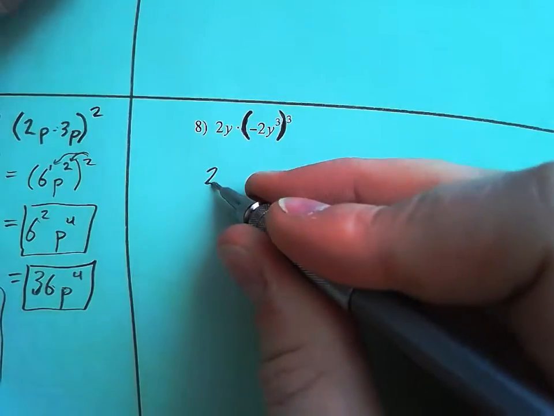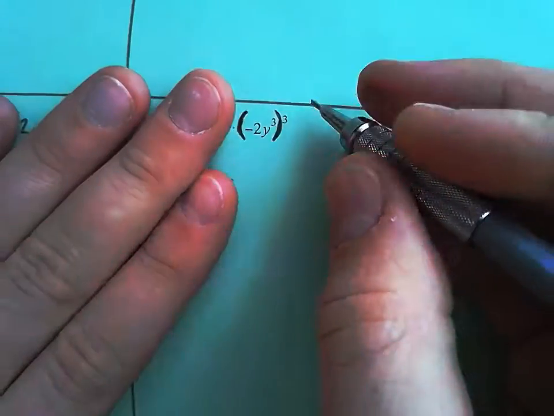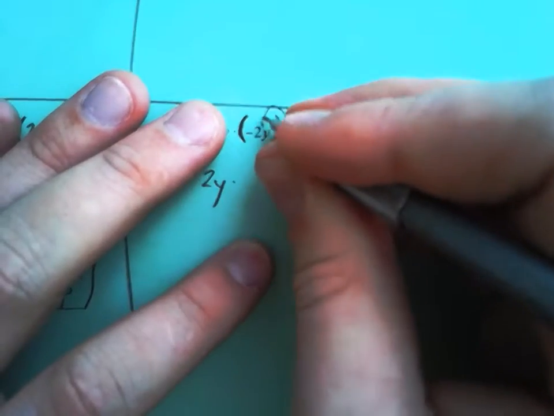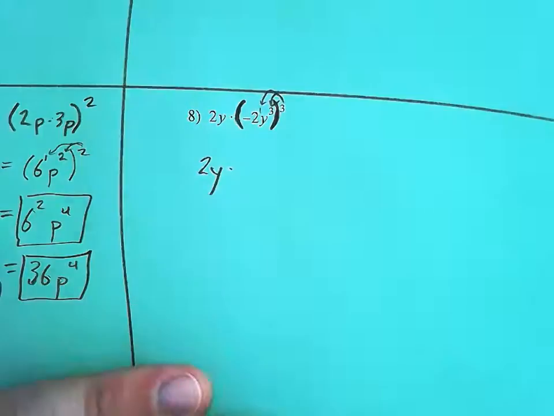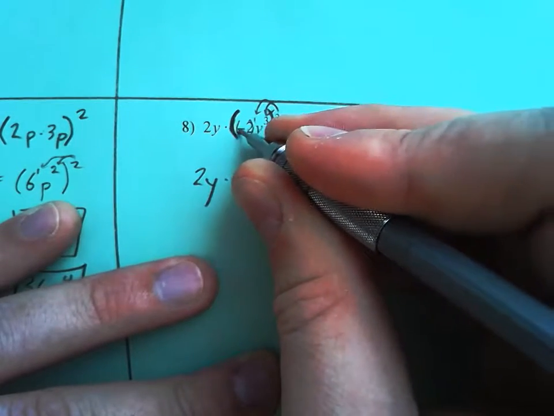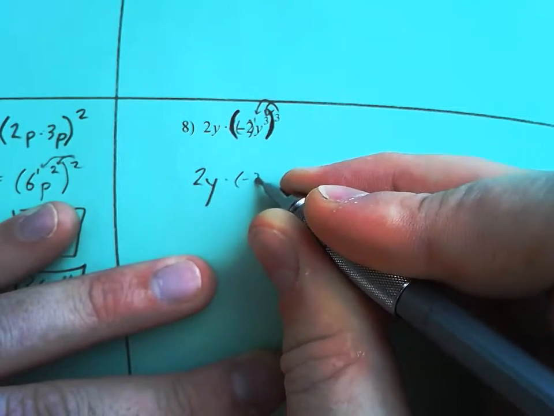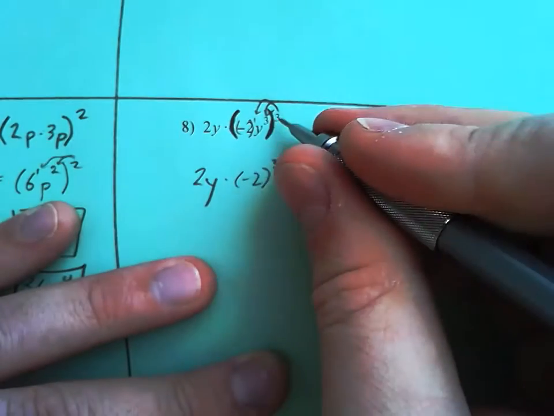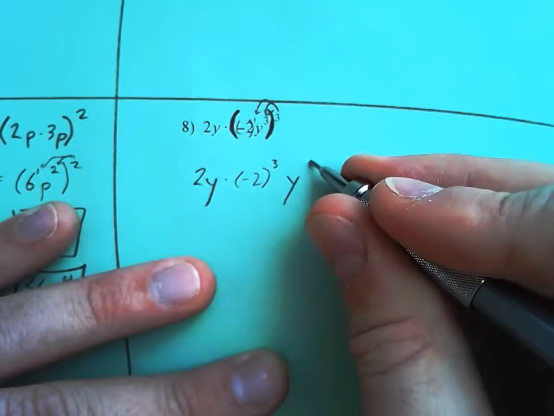Okay, so the 2y we're going to leave alone for a second, and we're going to just go like this. Power of a power property, that's going to be, okay, that's -2 to the 1st, that's going to become -2 to the 3rd. Y to the 3rd is going to become y to the 9.